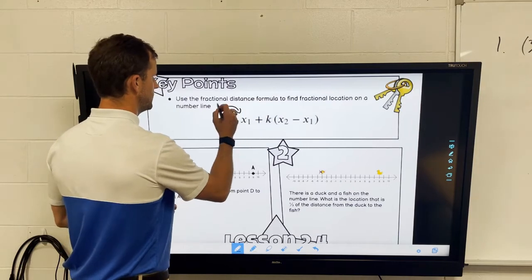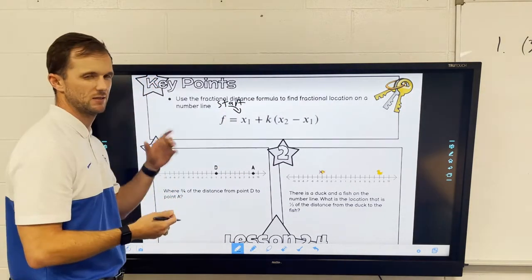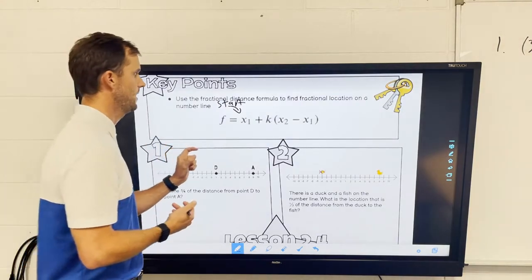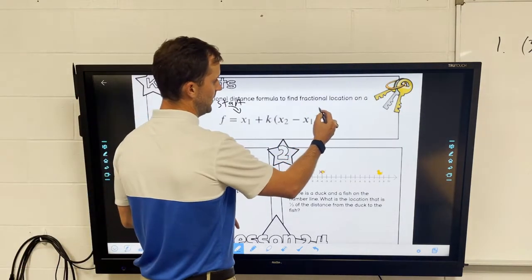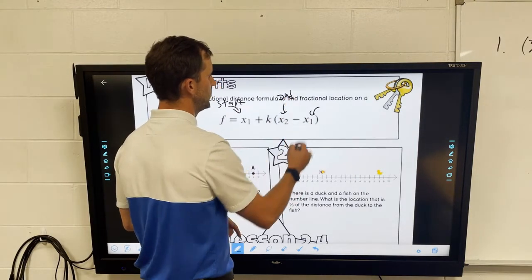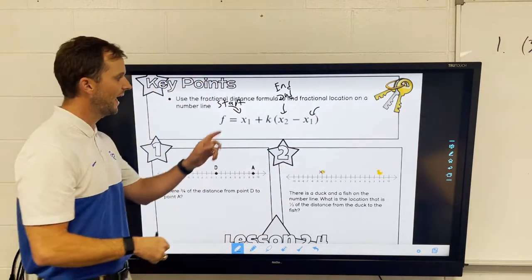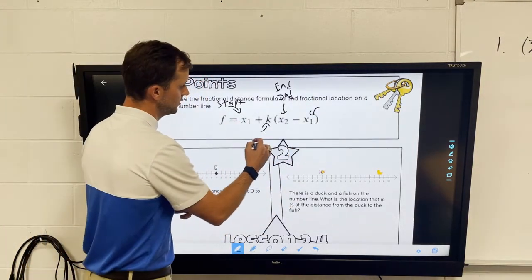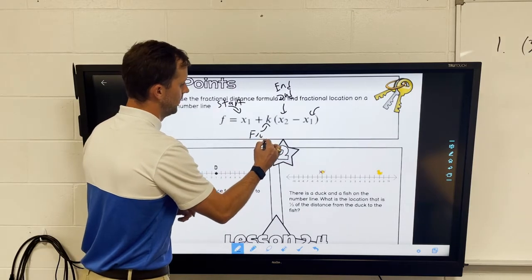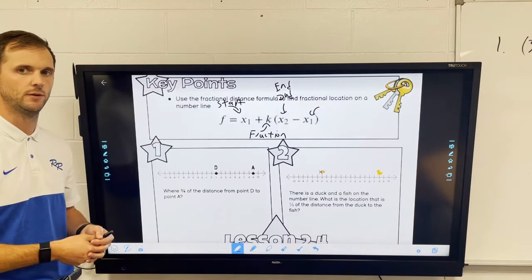So x1 is going to be known as your starting point, your beginning point. That's going to be very key that you pay attention to that. And x2 is going to be your end point. And then k here is actually going to be the fraction. Whatever fractional distance that you're going, that's where the fraction is going to be inputted, okay?